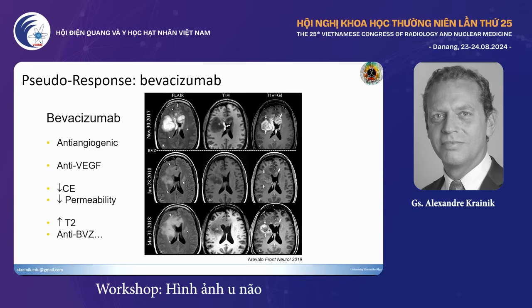Contrary, you also have pseudo-response. Pseudo-response is something we observed with bevacizumab, which has a real anti-angiogenic effect, okay? And usually after the treatment, you have a decrease in contrast enhancement, meaning there's a decrease in permeability. You also have a decrease in perfusion in neoangiogenesis.